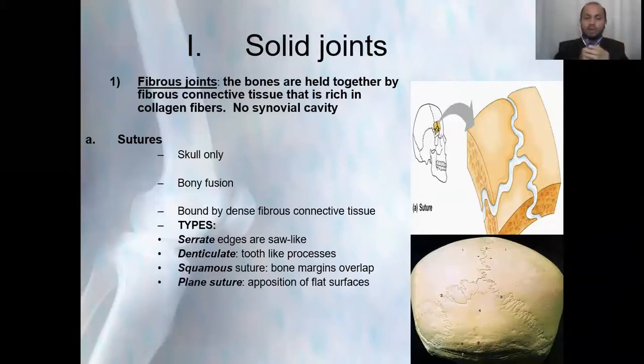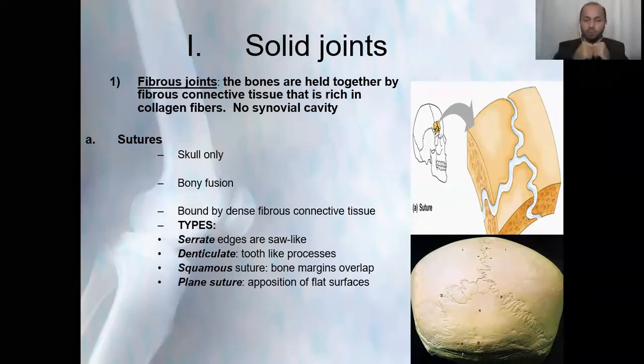First type is called the serrate, which means saw-like edges of the joint. And second is the denticulate, where tooth-like structures of the bones meet together to form the denticulate type of the joint, which is a subtype of the suture.